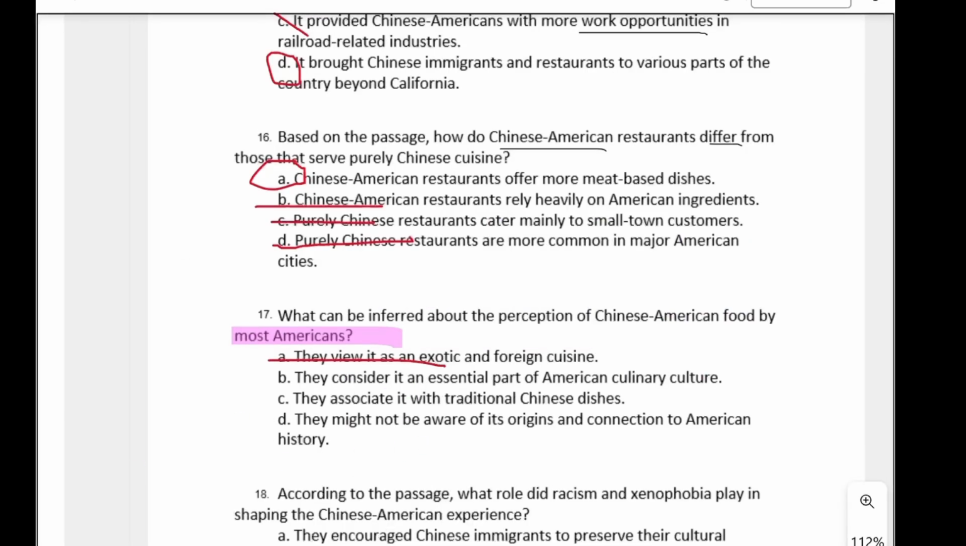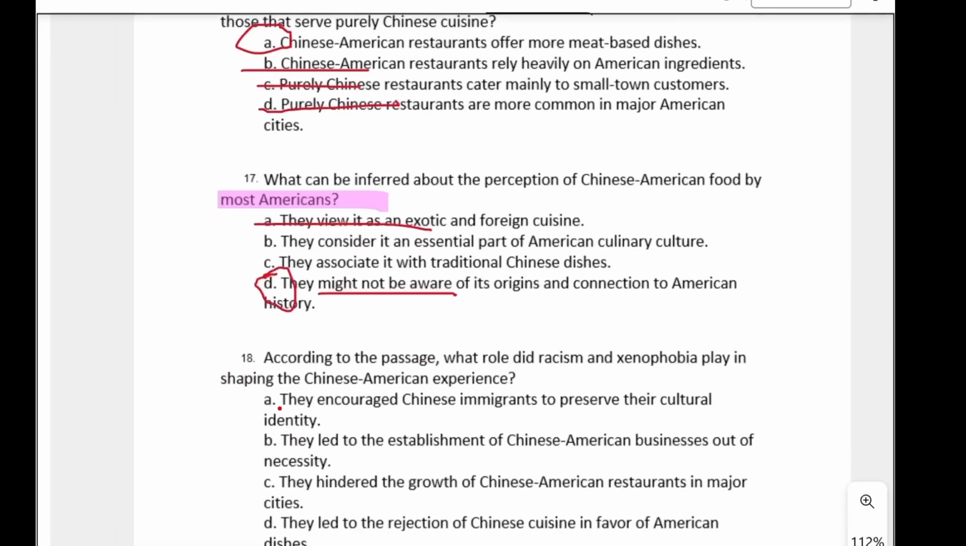So they associate it. The only one that I say we can really infer is that Americans might not be aware of its origins and connections to American history. Now, this is important because we're inferring about the text. We're not making a concrete guess or a concrete conclusion. They're saying they might not be aware rather than they do consider it, they do associate. They might not be aware of its origins and connection to American history. I know I learned some things in that text that I didn't know. So maybe some do, maybe some don't. D is the only one that we can infer. Therefore, D is the answer. Question 18.